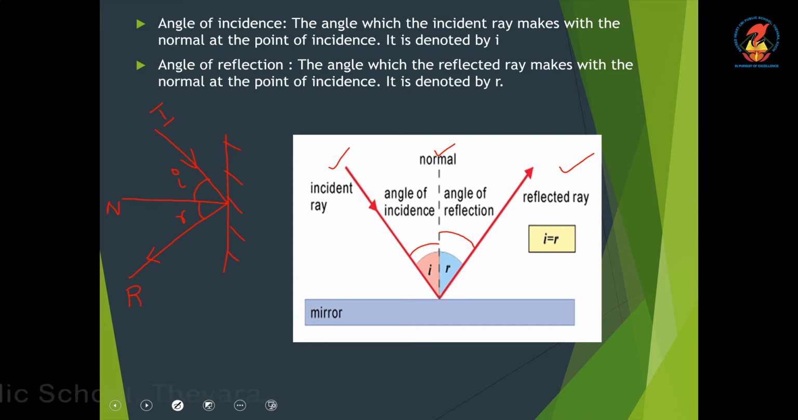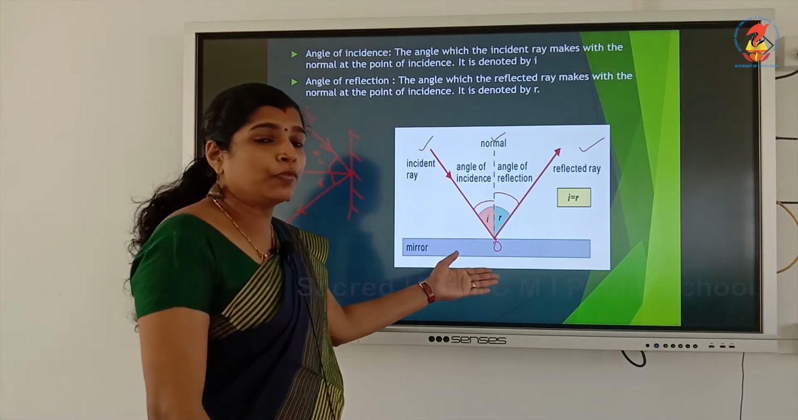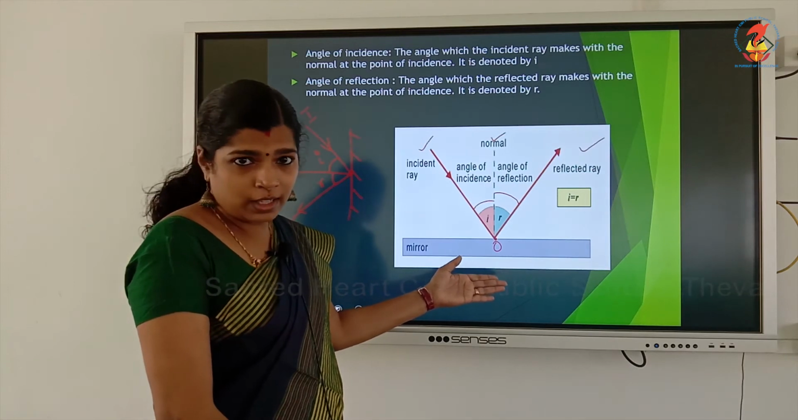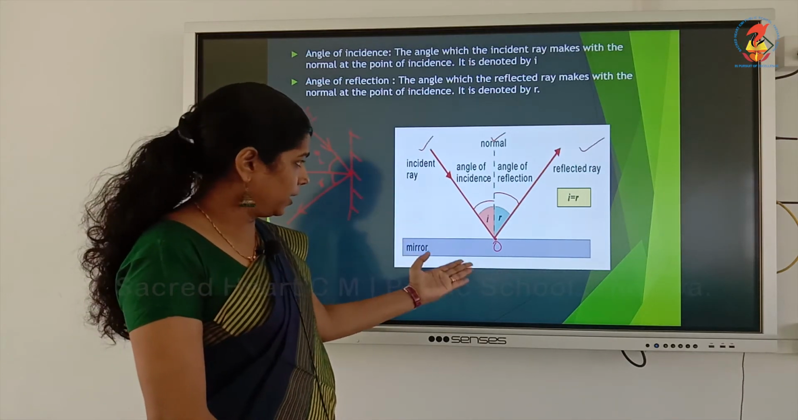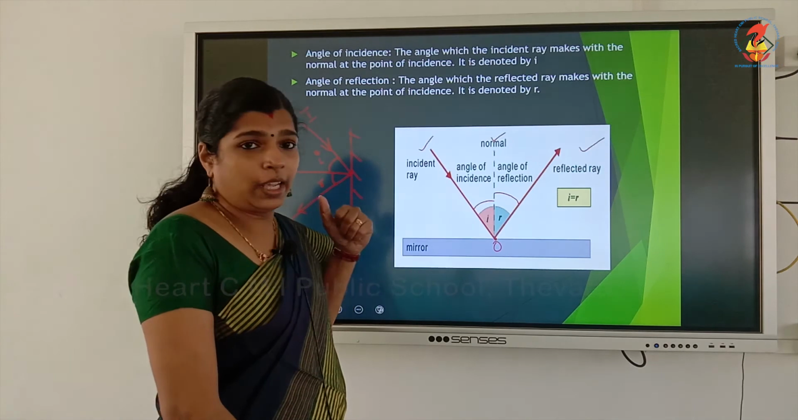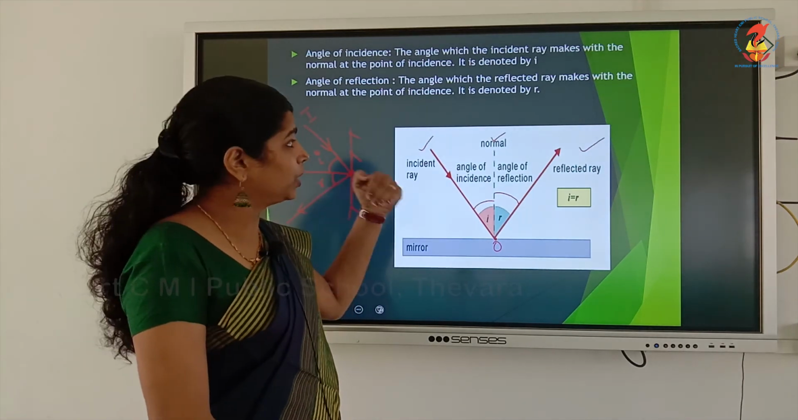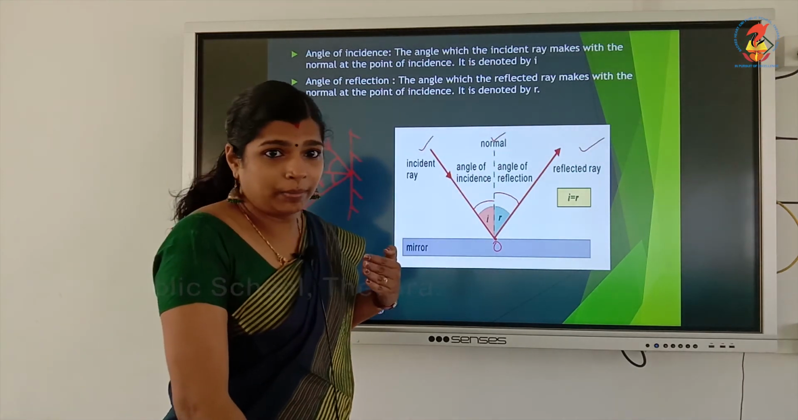So, the terms related to reflection of light are: incident ray, reflected ray, point of incidence, normal, angle of incidence, and angle of reflection. Incident ray: the ray of light which falls on the mirror's reflecting surface. Reflected ray: the ray of light which is sent back by the mirror.